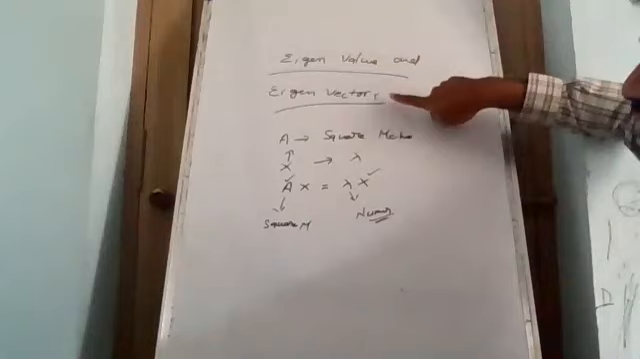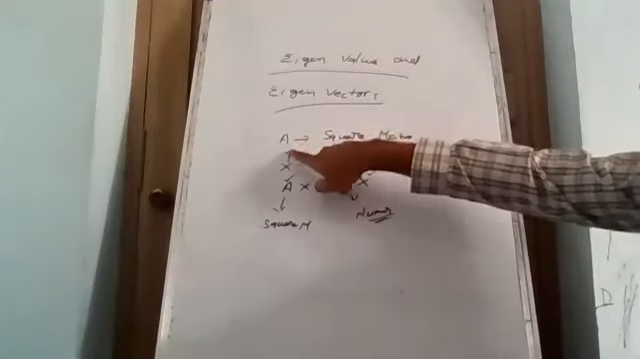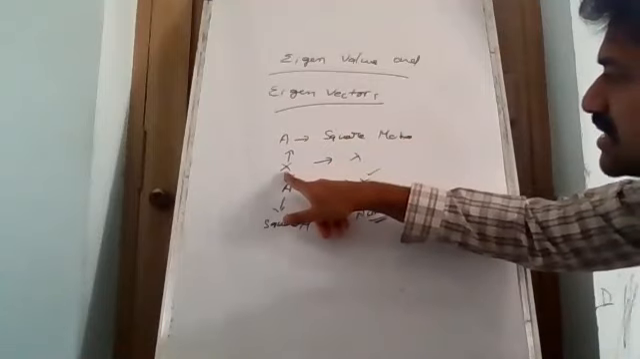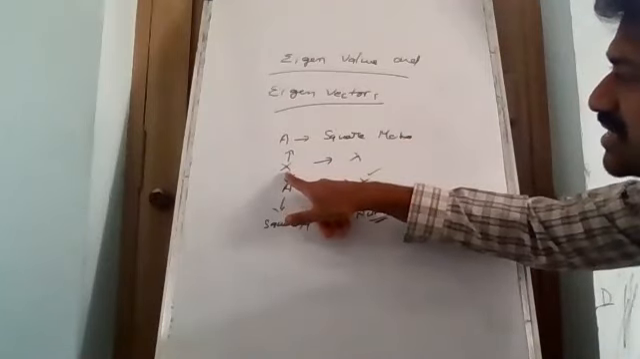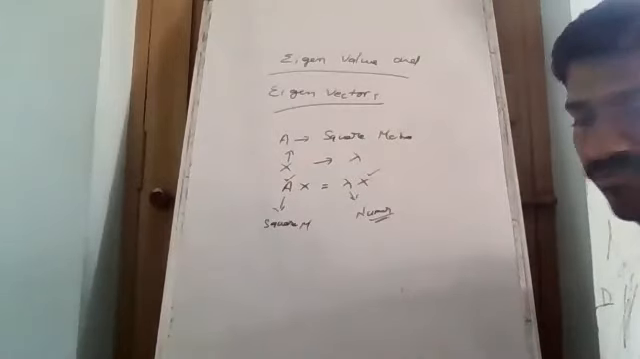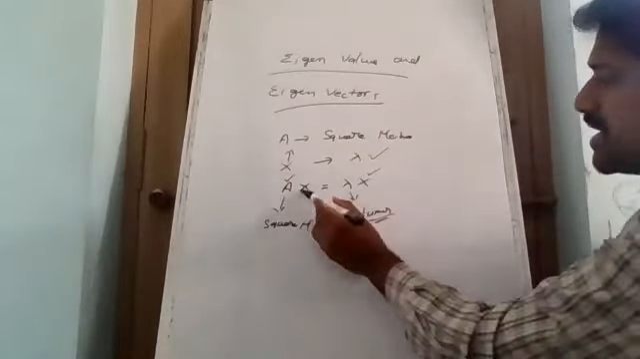Once again I'm repeating, eigenvalues and eigenvectors. Let capital A be any square matrix, and x is a vector. x is said to be an eigenvector of capital A if there exists a number lambda such that Ax is equal to lambda x.